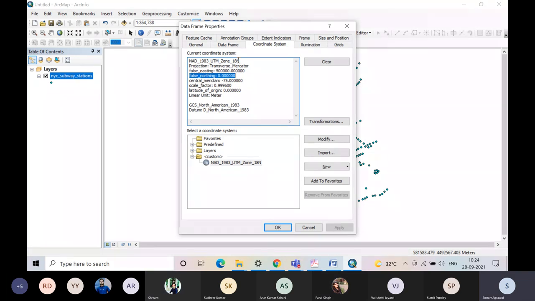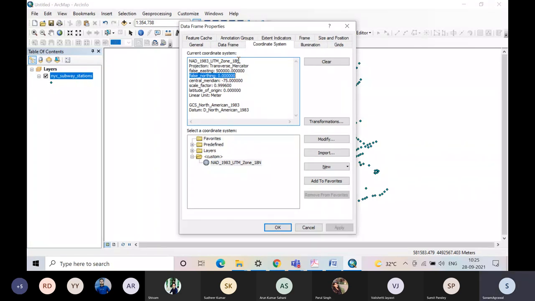Forty-four is an incomplete answer. You need to associate N and S with it. Okay, so the correct answer is 44 N, N for north, because it lies in the northern hemisphere. So this is the UTM zone.